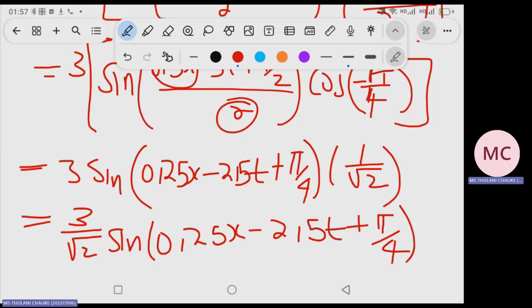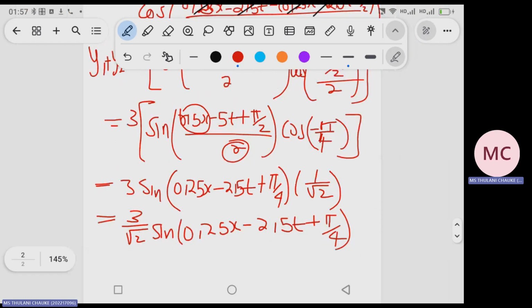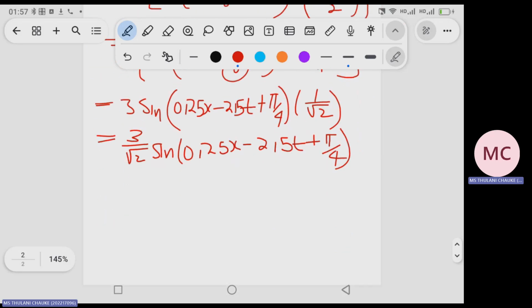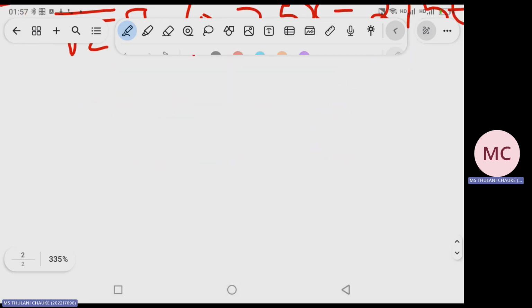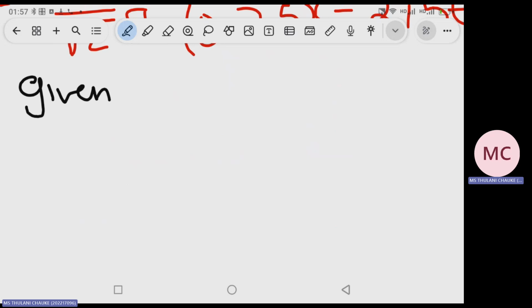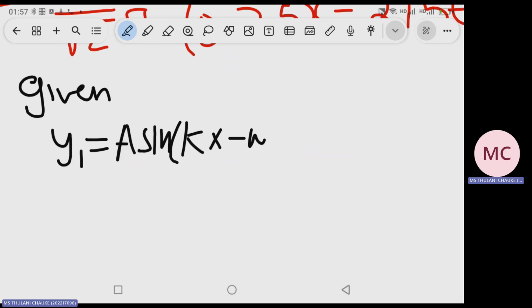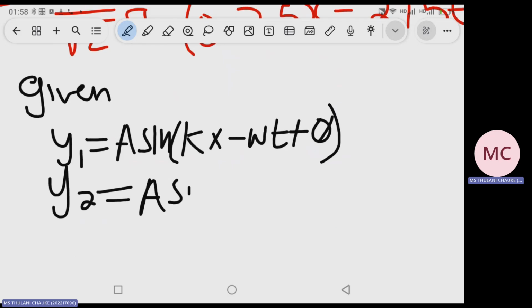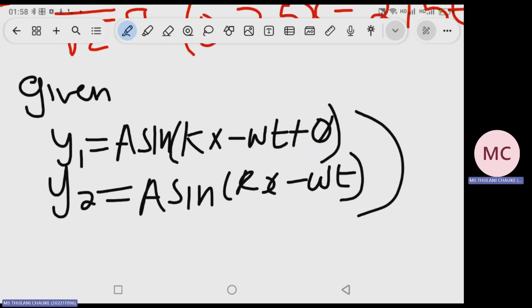And for those of you who might not know how to add these things, you'll have to go back and check this. How do you add? If you are given y1 to be A sine of kx minus omega t plus phase constant, and y2 A sine, because they can ask this in the test. You'll have to go and check when you add these two, what do you get? You have to know the procedure, right?